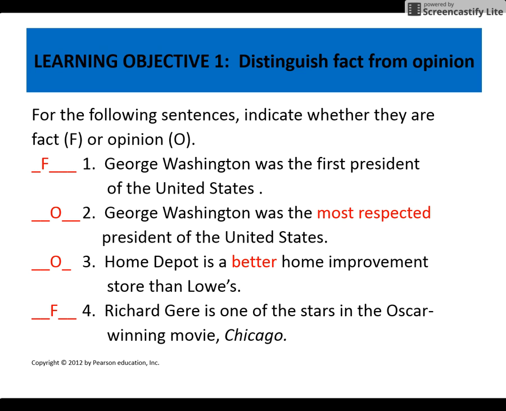How can you prove that? Now for 4, in terms of Richard Gere, you can prove that he was one of the stars. You can read it, you can find it elsewhere.